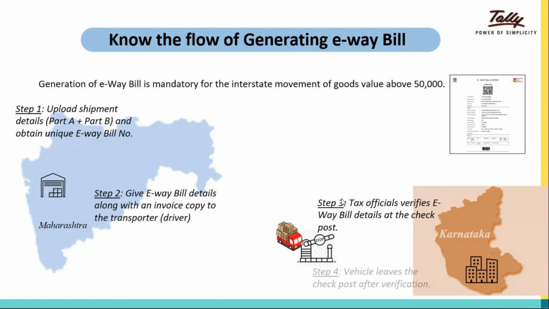And step four is the vehicle will leave the check post after verification and it will reach the place of delivery, that is Karnataka. So this is how your e-way bill will work.